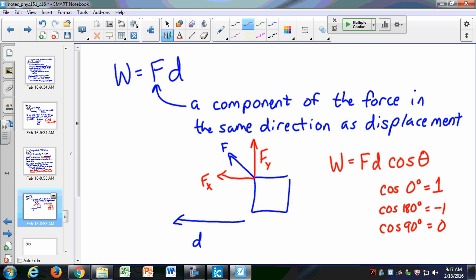So you see, if F and D are in the same direction, this term is equal to 1. If F and D are in opposite directions, this term is equal to negative 1. And if F and D are perpendicular, then this goes to 0. If you don't want to worry about the cosine theta, you can just remember those three scenarios. Same direction, positive. Opposite directions, negative. Perpendicular, no work done at all. Because if they're perpendicular, my force is in one direction and my displacement is in another direction. That's not work. That's something else. But if you want to think about it in terms of this trig function, that's fine too.